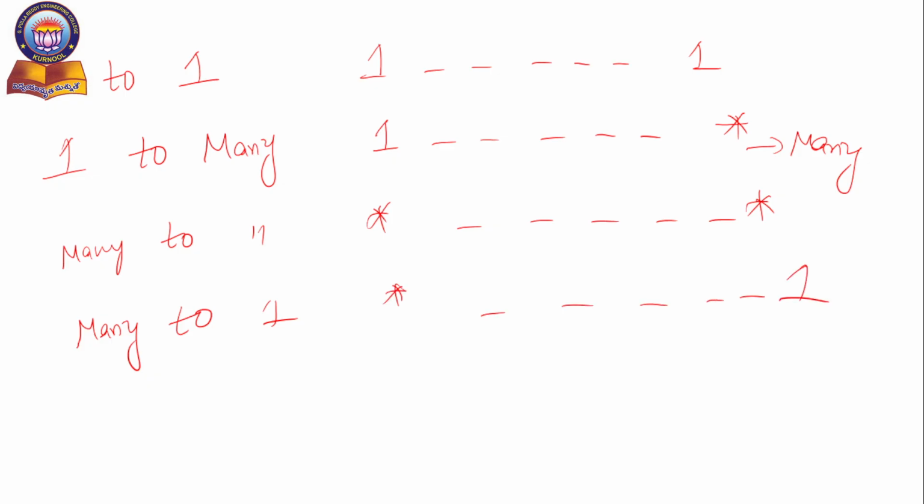Many to one. This symbol will be represented like this. Next one. We come to the relationship. Up to now, entity and attributes are all completed. Let's move to the relationship.